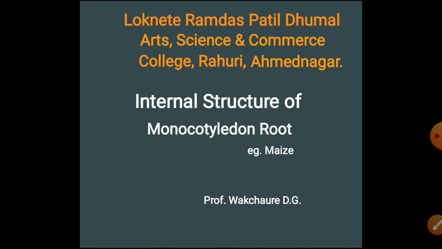So this is the basic difference between the dicot root and monocot root. In the dicot root, the maximum number is 2 to 4, whereas in the monocot they are numerous, from 8 to 22 in number.